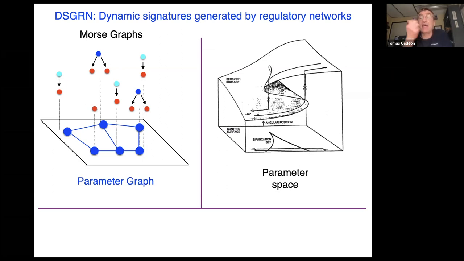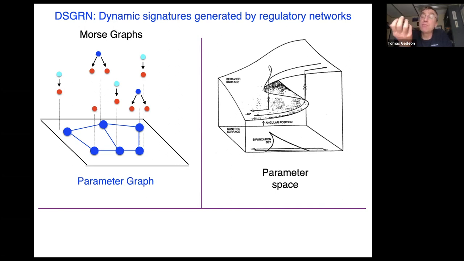This is a picture of a typical swallowtail bifurcation, where in the middle triangle here, I have three different equilibria. Otherwise, I have one. There is a saddle of bifurcations, whatever, right? So this is the kind of picture which we are looking at.